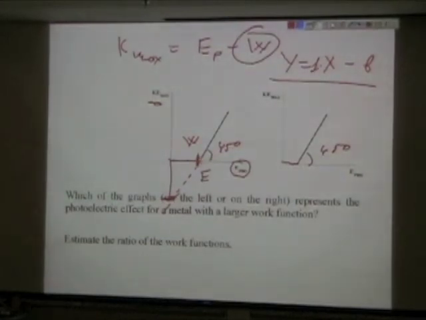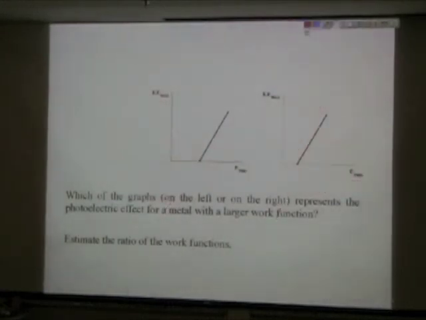So for example, if you look at this graph, that gives you the work function for material number 1. This graph gives you the work function for material number 2. But if you look at a graph and it looks like this, you know it's just plain wrong. Because if you're using energy, the angle must be 45 degrees. It cannot go like that. All right, must be 45.